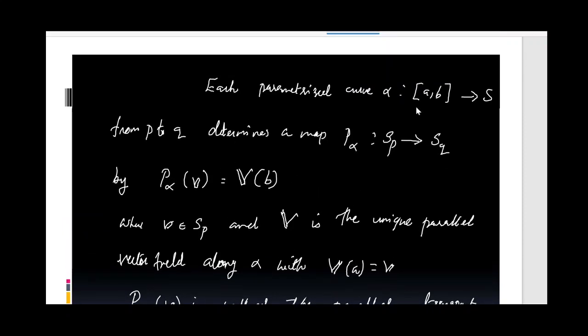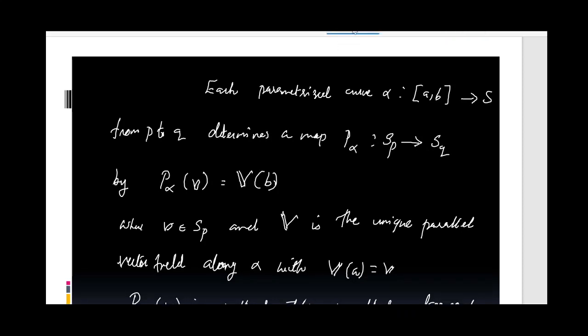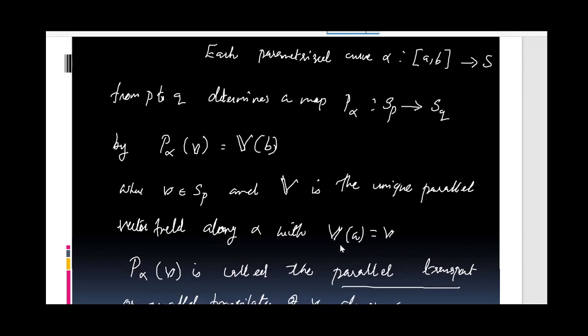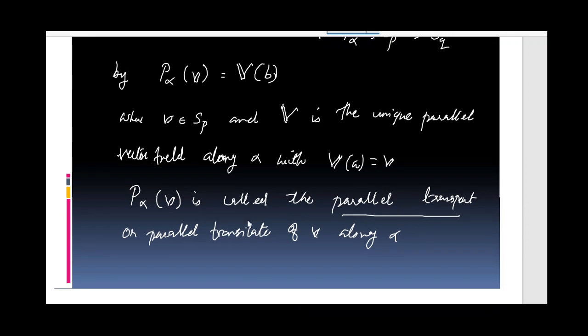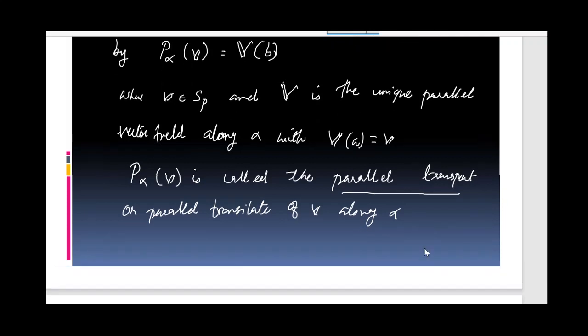So what are P and Q? We should specify. Each parametrized curve alpha from the closed interval [A, B] to S, from P to Q, determines a map P alpha from S_P to S_Q by P alpha of v equal to V of B, where v belongs to S_P and V is the unique parallel vector field defined along alpha with V of A equal to v. We call this the initial condition. Now P alpha of v is called the parallel transport or parallel translate of v along alpha. So let us see one example.